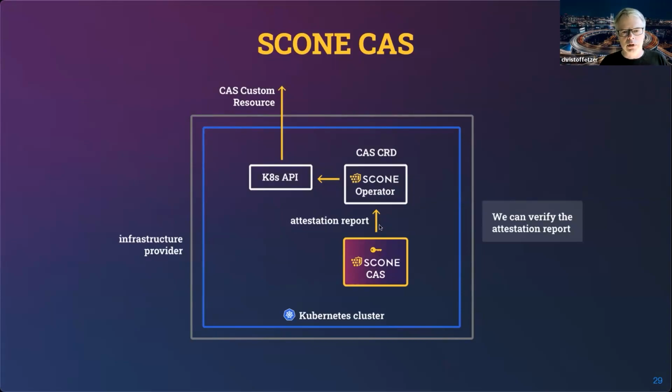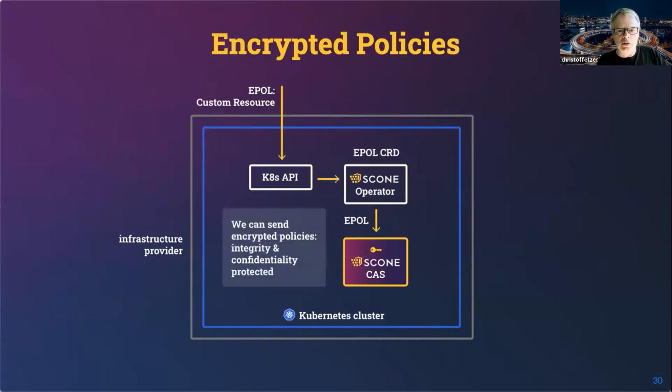So in this case, we can generate attestation reports. These attestation reports can be verified remotely, confirming that this is one of our software that got started. And we learn a certain public key that is the encryption key for the policies of our policy engine. We can make sure that only that CAS can decrypt our policies. So we can push over what we call epols, encrypted policies, via the standard kube API. It's managed by the SCONE operator, all untrusted. Only the SCONE CAS can decrypt them and make sure that it enforces these policies.